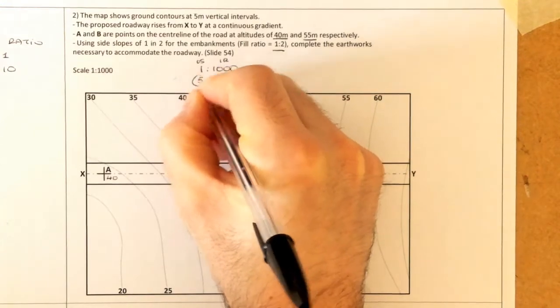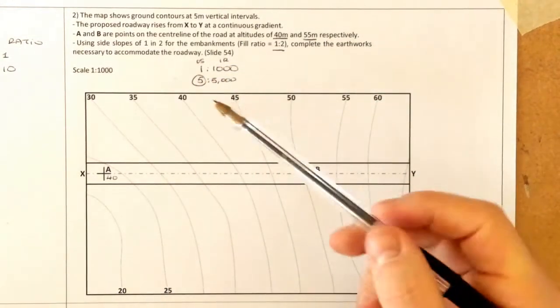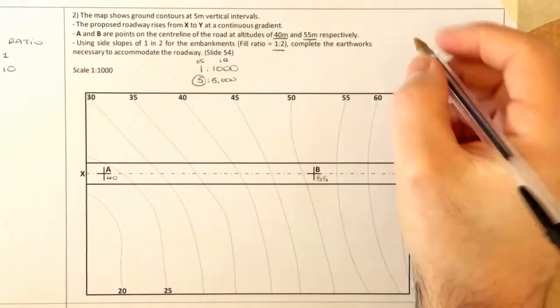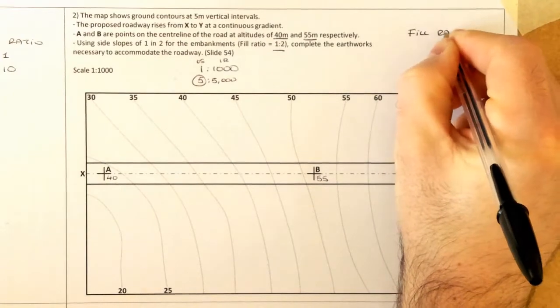So 5 is going to be kind of our magic number there, okay, that we're going to use, and we're going to apply that to our fill ratio. Now our fill ratio in this case is 1:2.